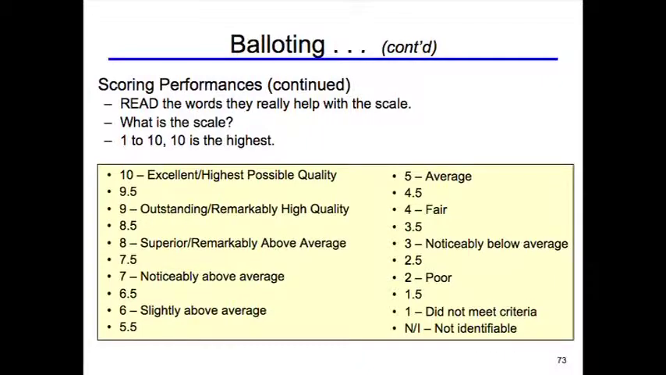All right. Some people don't like numbers. They prefer to think of words. So we added words to our ballot to kind of say a 10 is excellent, highest possible quality, and all the way down to 1 by half points. Everything gets a 1 no matter what, no matter how bad it is. We don't give zeros. We do give NIs for not identifiable characters.